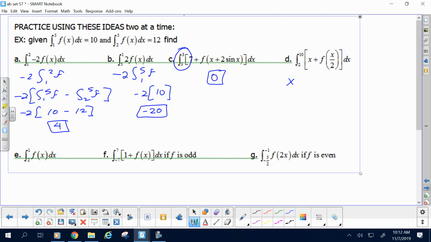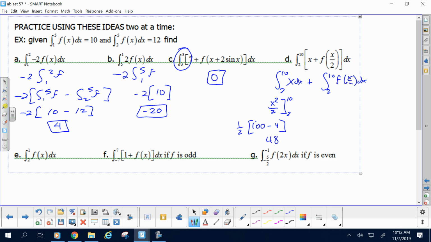Split it up. Okay, so the integral of x from 2 to 10 and the integral of f of x over 2 from 2 to 10. What about the first one? X squared over 2 from 2 to 10. So that is one half of 100 minus 4. I pulled the half out front. So what do you get? 48. I agree. Okay. I guess we could have kept the half there.